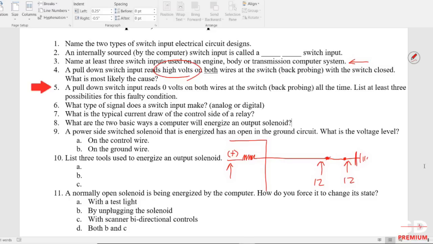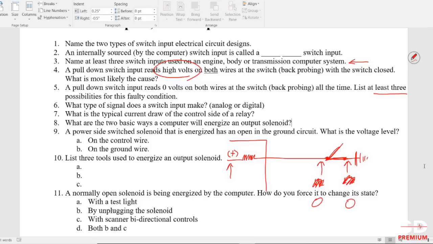Number 5, a pull down switch input reads 0 volts on both wires at the switch. Back probing all the time. So 0 volts all the time. I'm saying switch open or switch closed. We're reading 0 and 0. And I'm asking you to list at least 3 possibilities for this condition. And that would be, there's probably 4 or 5 that we could put on this list.